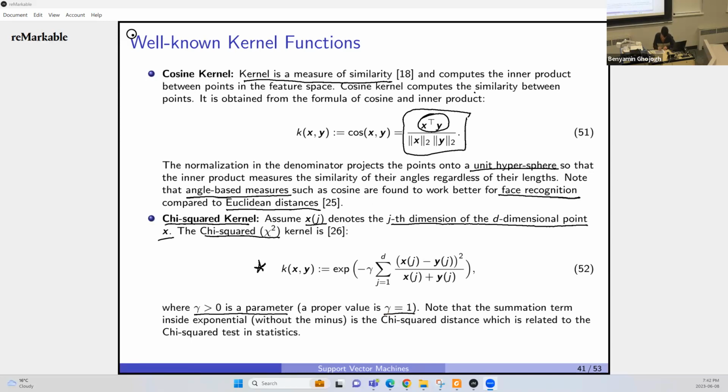Note that the summation term inside the exponential without the minus is the chi-squared distance. We have a distance named chi-squared distance, which is related to the chi-squared test in statistics. So these are all related to each other: chi-squared distance, chi-squared test, and chi-squared kernel. Okay.